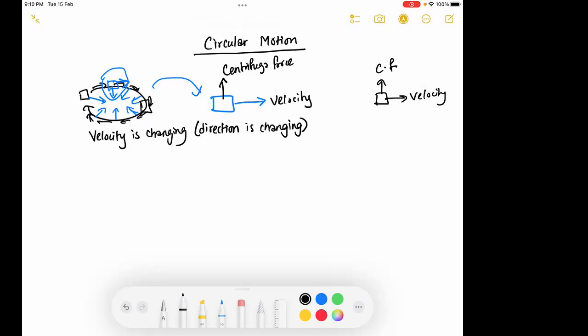Is that clear? Yeah. Okay. Centrifugal. All right. I just thought that I missed it out, so I just clarified it.